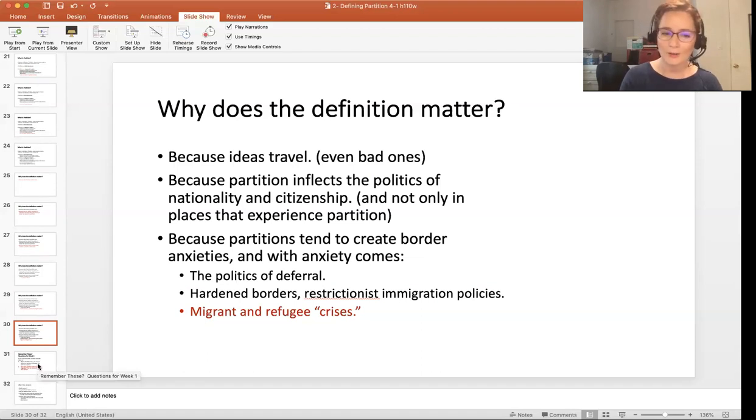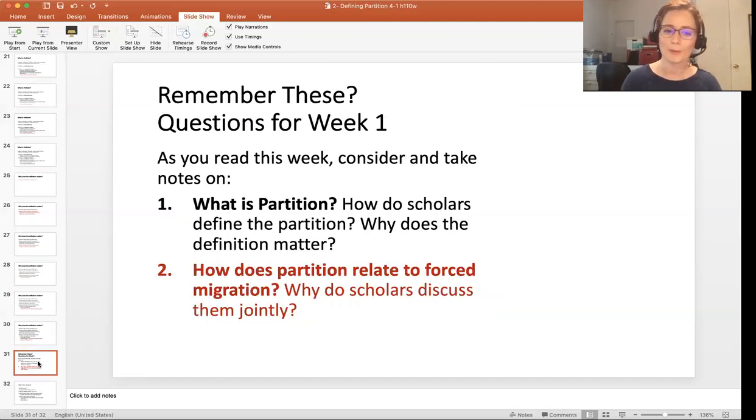I want to highlight this last one, this migrant and refugee crises part of this legacy, because that's where we're heading next. If you'll remember, these are the 2 questions we're focusing on this week. In lecture 3, which is the next lecture that you will watch, we will focus on the relationship between partition and forced migration more closely, and we will seek an answer to how does partition relate to forced migration? Why do scholars discuss them jointly? Sound good? Make sure you take this question down.